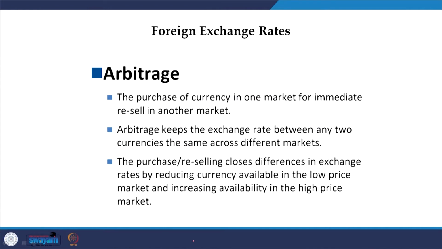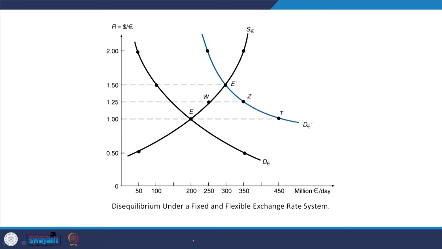The purchase and resale closes differences in exchange rates by reducing the currency available in the low price market and increasing availability in the high price market. Simply, this is a demand and supply framework. So, wherever the price is higher, it is expected to have more availability of the foreign exchange.